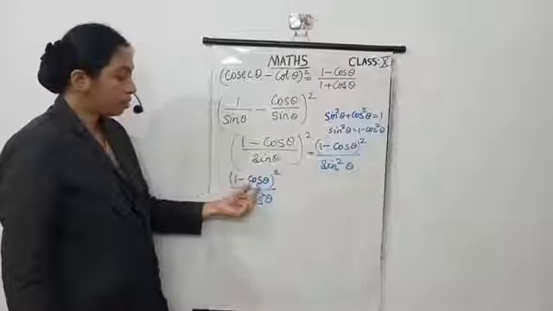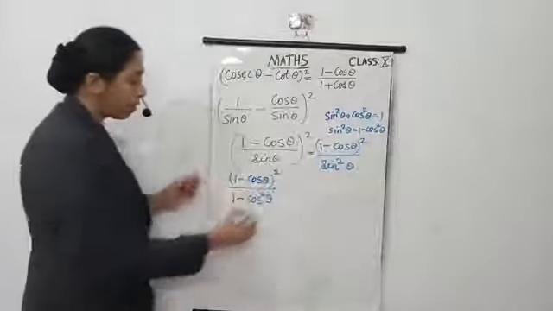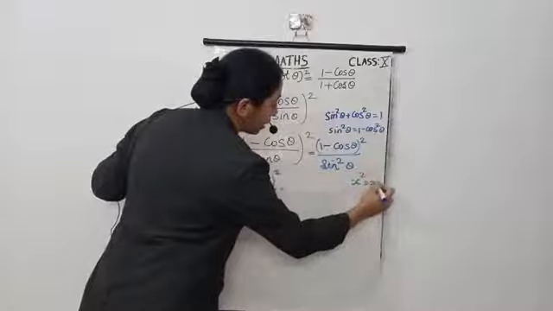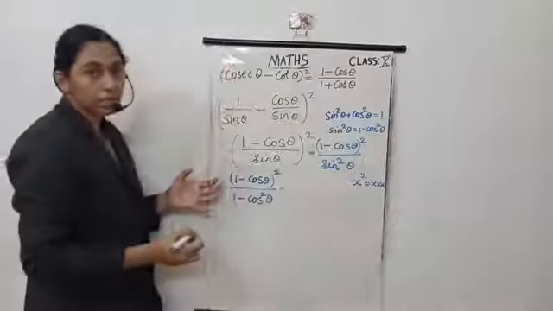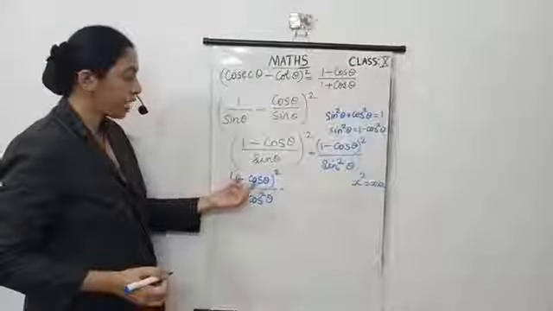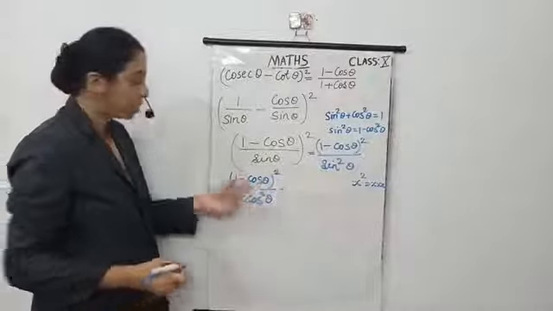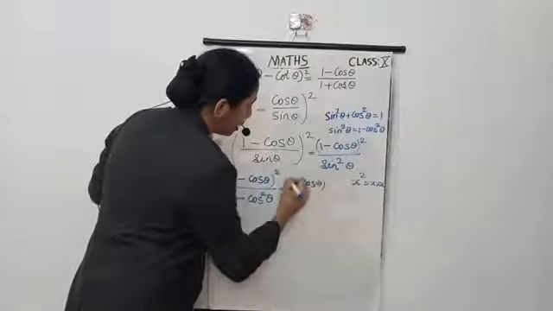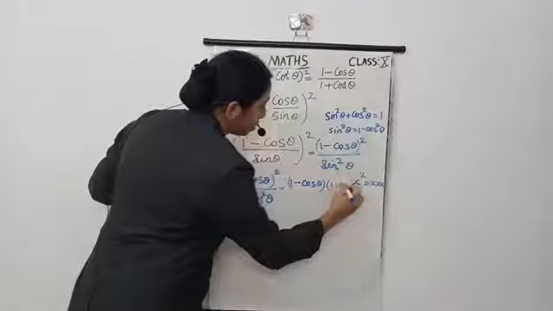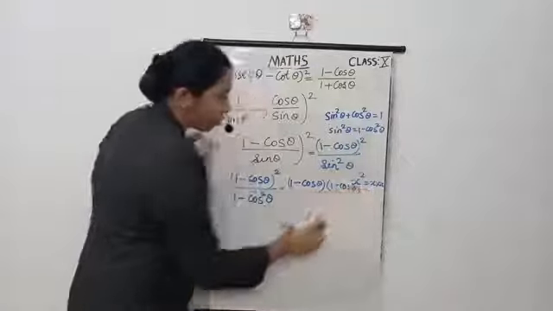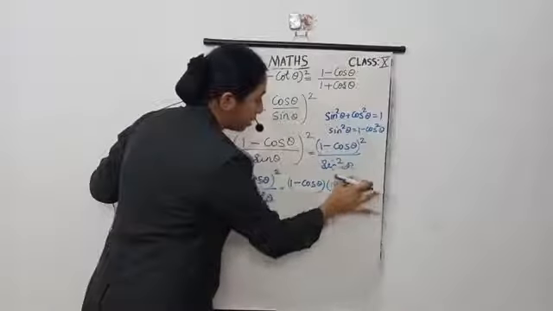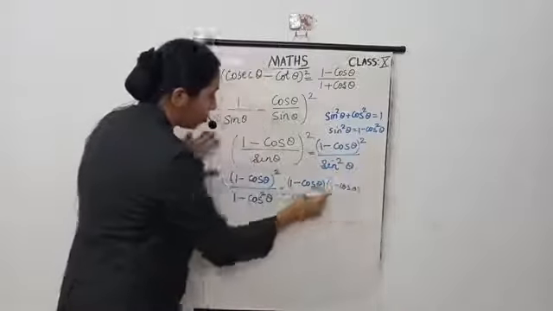Now (1 minus cos theta) whole square. This can be written like, if x square means x into x, isn't it? x square means x into x. Like that we can expand this (1 minus cos theta) whole square like (1 minus cos theta) into (1 minus cos theta). We write x square as x into x, isn't it? Like that we can expand this numerator.